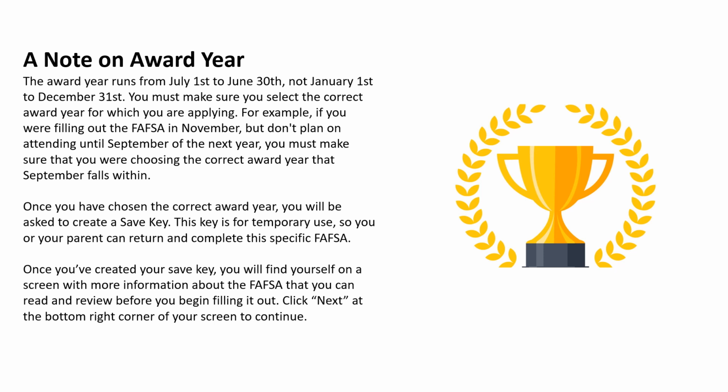Once you have chosen the correct award year, you'll be asked to create a save key. This key is for temporary use, so you or your parents can return and complete the specific FAFSA. Once you've created your save key, you will find yourself on a screen with more information about the FAFSA that you can read and review before you begin filling it out. Click Next at the bottom right corner of your screen to continue.